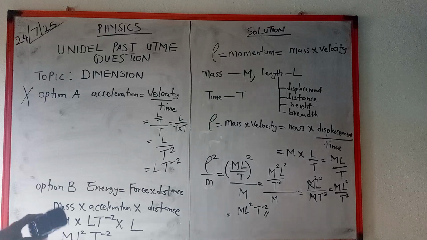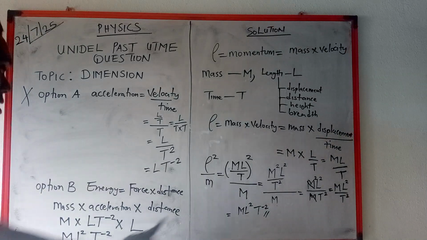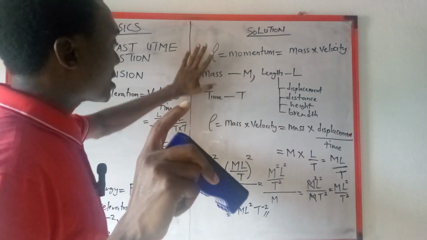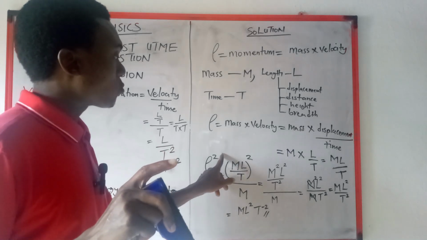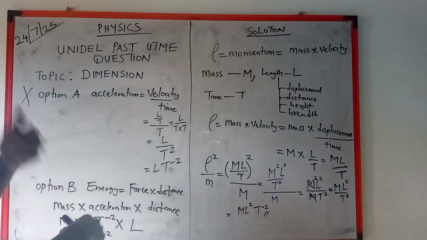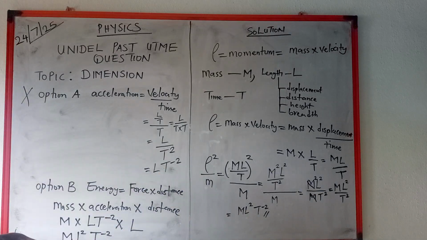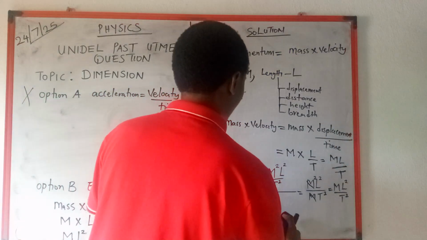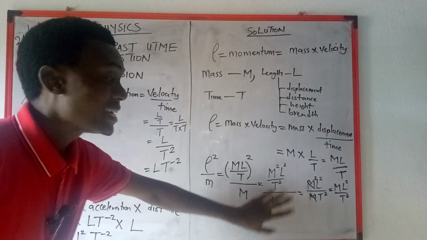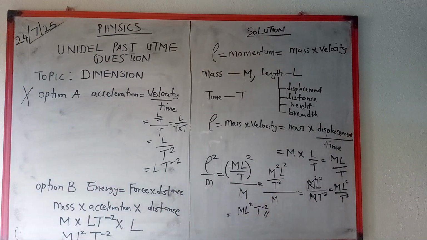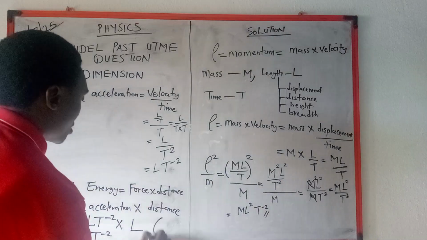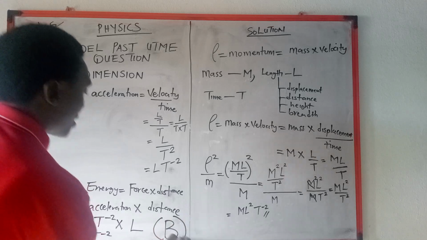Now, if you trace very well, this thing here is the same thing as this. Remember, we are showing that this momentum square over M is the same as the quantity in the option they're asking you. So after solving from here to here, this particular dimension that we have gotten here is the same as this particular dimension. So definitely our answer is option B.